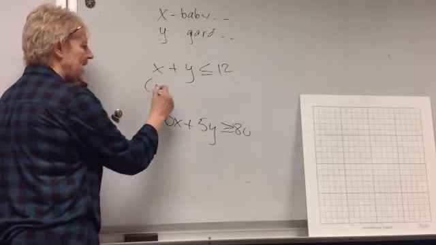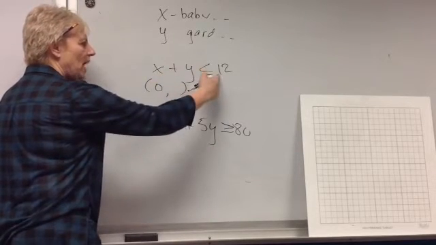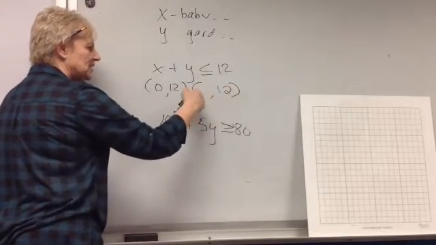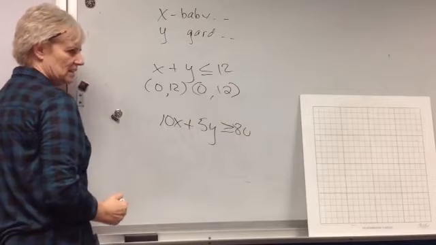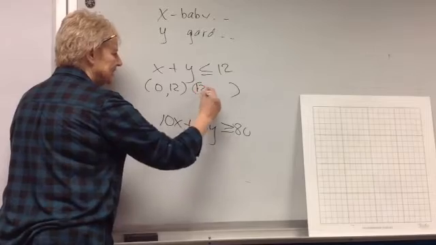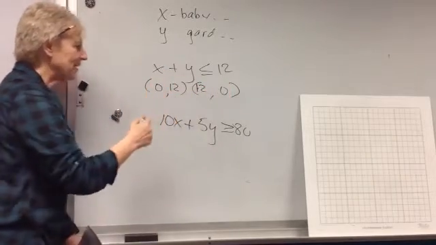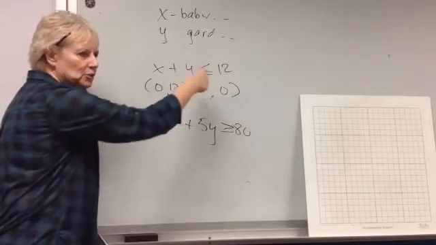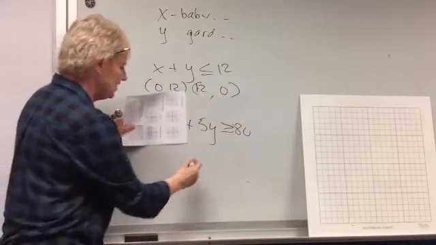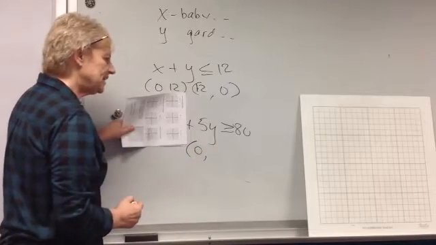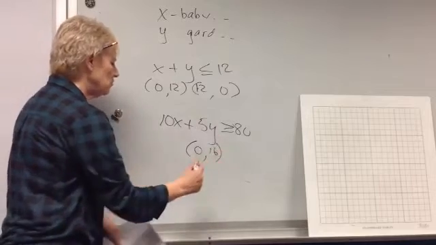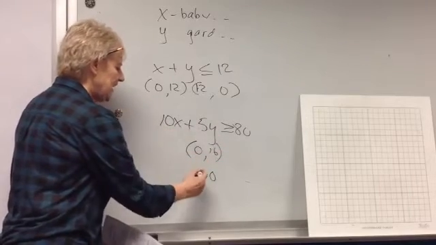Okay, so if you make X 0, Y is 12. If you make Y 0, X is? 0. Wouldn't it be 0? I got it backwards. That's the one I said backwards. Doesn't matter. It's one of each, right? 0 plus 12 or 12 plus 0 is 12. Okay, if you make X 0, Y is 16. If you make Y 0, X is 8.